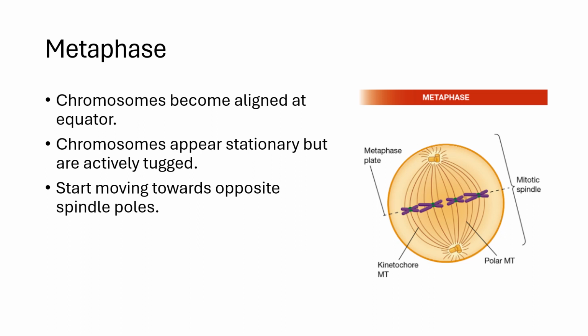In metaphase, chromosomes are aligned at the equator of the cell, forming a metaphase plate. The chromosomes do appear as if they are stationary, but they are actually being tugged apart by the spindles. There is a sort of tug-of-war going on where each end is trying to get one of the sister chromatids to come to its side.